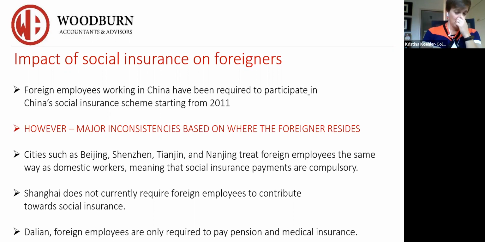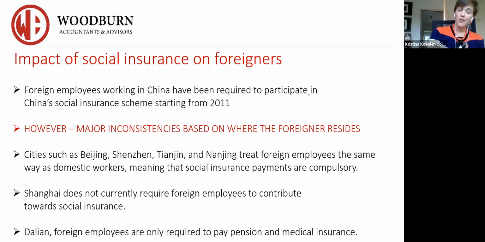Now, the biggest question that I get is around foreigners. As of 2011, foreign employees working in China have been required to participate in China's social insurance scheme, okay? However, since Social Security is managed at the regional level, a range of inconsistencies exist. For example, cities such as Beijing, Nanjing, Tianjin, Shenzhen, they treat foreign employees the same way as domestic employees, meaning their social insurance contributions are compulsory and mandatory.